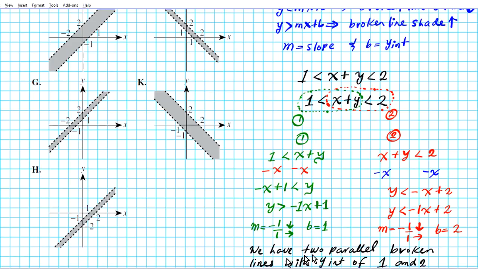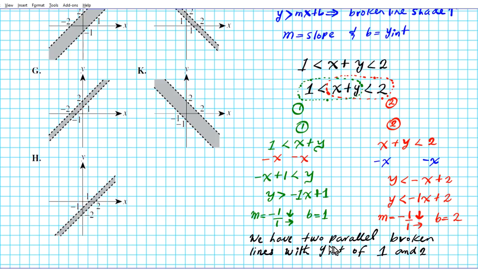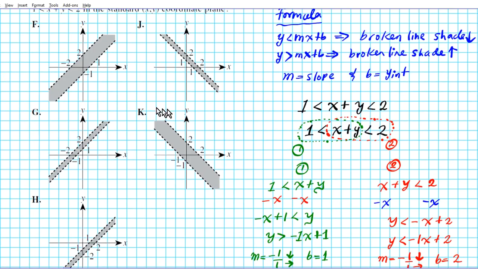But the fact that we have two parallel broken lines with y-intercepts of 1 and 2 and a slope of negative 1. Okay, so that's important. Which lines have negative slope? Remember the orientation of your slope. From left to right, if a line is going down, it has a negative slope. Okay? From left to right, if a line is going up, it has a positive slope. So whichever parallel pair of lines are going upwards from left to right, those should be eliminated.